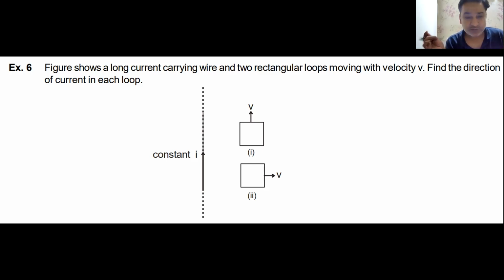You know how to do this? Yes or no? Okay. I'll give you 2 minutes to think about it and tell me the answer.